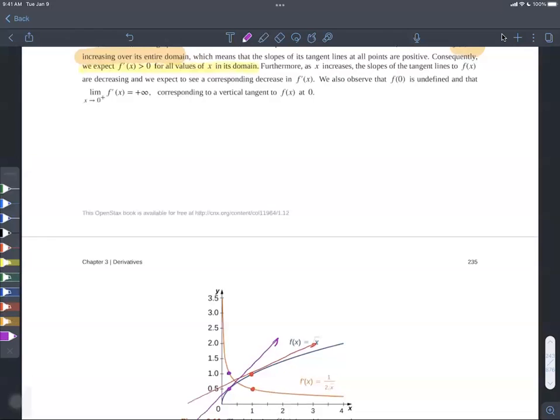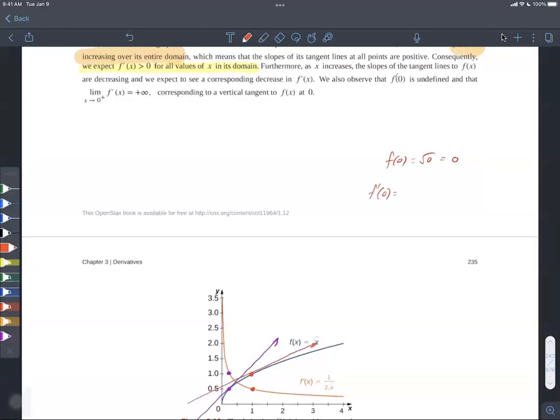Furthermore, we'll continue reading. It says, furthermore, as x increases, the slopes of the tangent lines to f of x are decreasing, and we expect to see a corresponding decrease in f prime of x. We also observe that f of 0 is undefined. That should be f prime of 0, actually. I believe this is a typo because f of 0 is defined. f of 0 is the square root of 0, which is equal to 0. That is defined. But f prime of 0 is not defined.